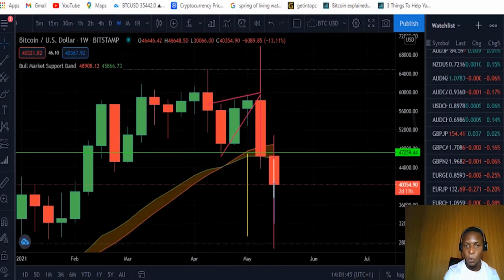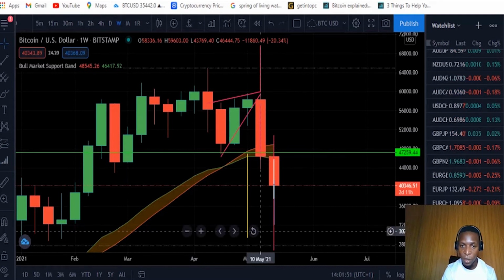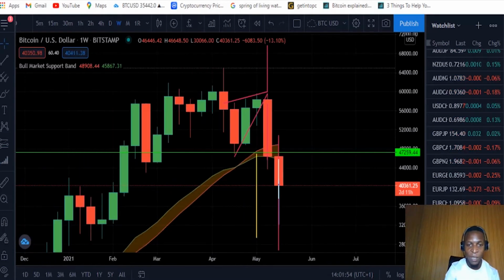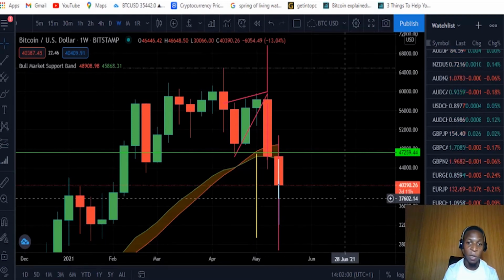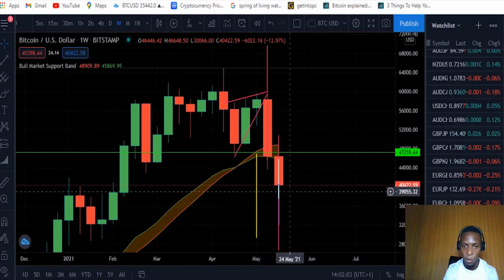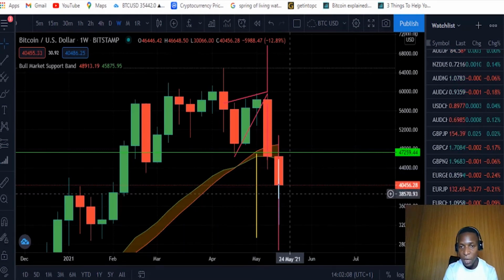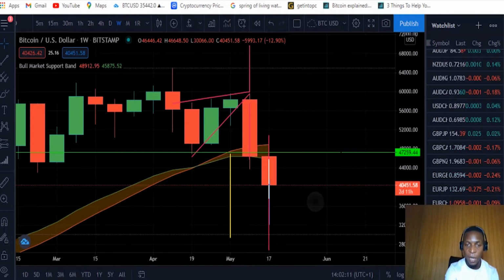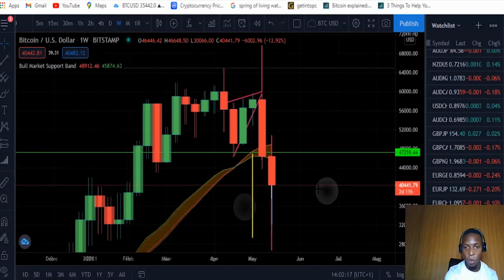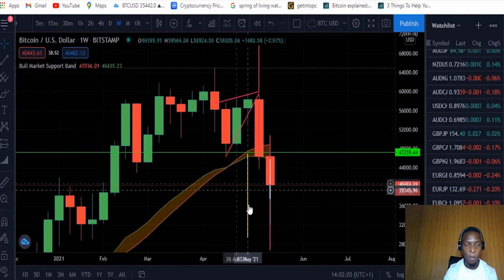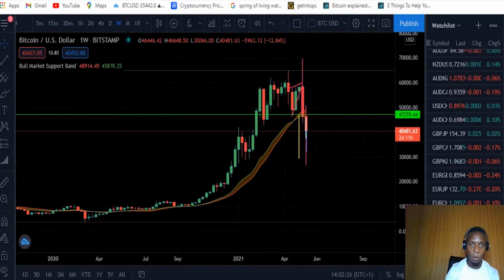Last week the candle did not close below it, but presently this candle is below the 21 weekly EMA. So we are hoping that before next Monday this candle should not close below this weekly EMA, so it can form a wick down here and just pump up. We are hoping that before Monday this should not close below the 21 weekly EMA, because if it closes below it, it will be bad for the market.